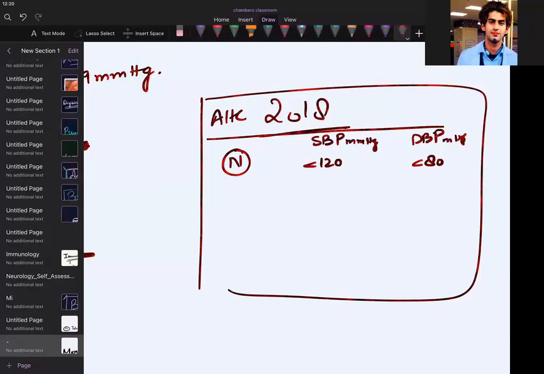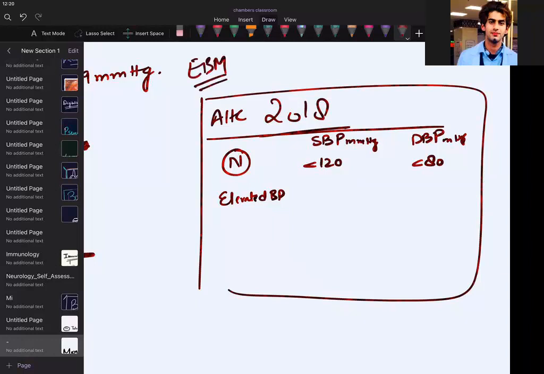This should be considered normal. See the difference in understanding. You are writing high and high every time, but there are some guidelines which you have to follow. So they defined whom we will consider as elevated BP, because guidelines change every year. We have to follow the research. We are following EBM, that is evidence-based medicine.